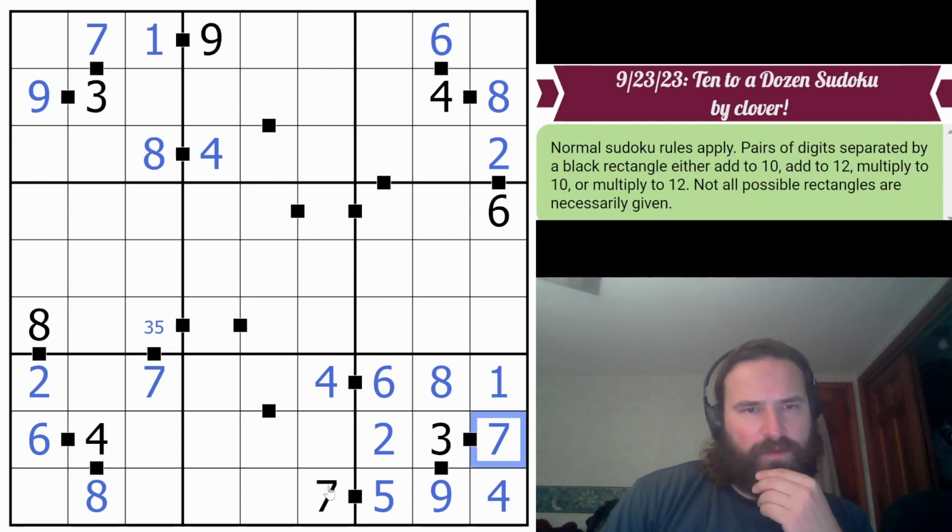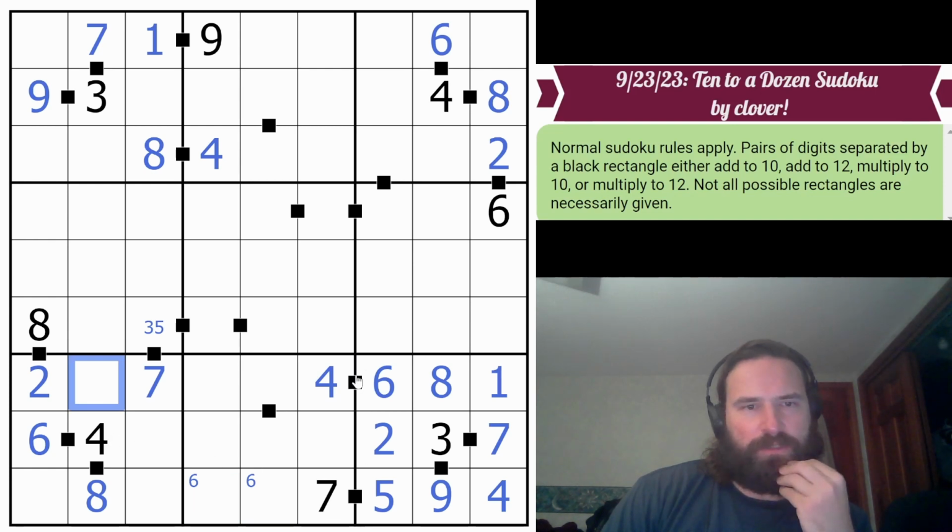7, 7. Okay, we have 3 7s. We have 2 6s. So 6, 6, and then one of these has to be a 6. 4s are done in those bottom 3 boxes. So 4 and 7 are both done. 8, 8. One of these has to be an 8. Did the 6s. 2, 2. Okay, so this is a 6 2 pair, which is helpful.